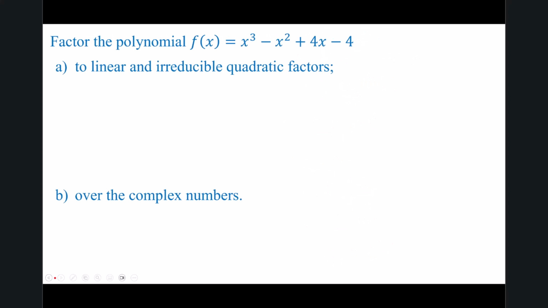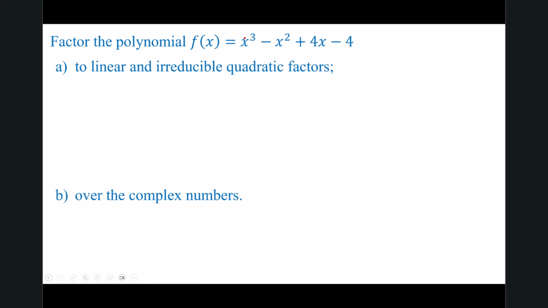Let's factor the polynomial f of x equals x cubed minus x squared plus 4x minus 4 into linear and irreducible quadratic factors. That means either linear factors or factors that cannot be simplified without the quadratic formula, that we can't factor any further. And then we'll factor over the complex numbers.